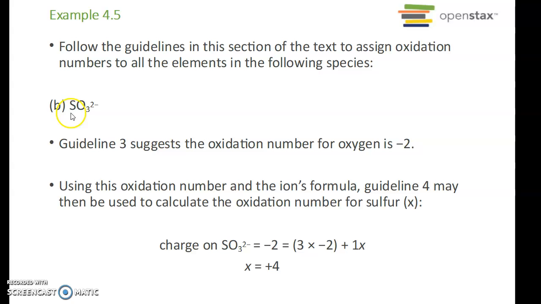Now, here you have SO3 2-. Oxygen is a -2, so times 3 is a -6. But then you've got this, it's still -2 here, so that means that the sulfur should be a +4. Okay, -2 equals 3 times -2 plus 1x. So x has to be 4.